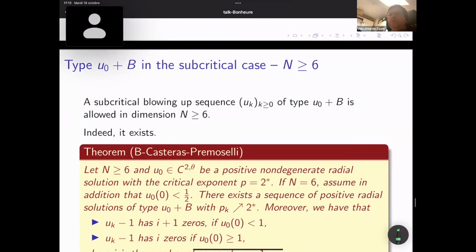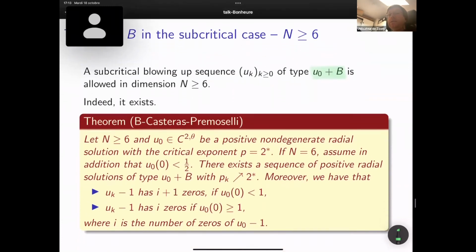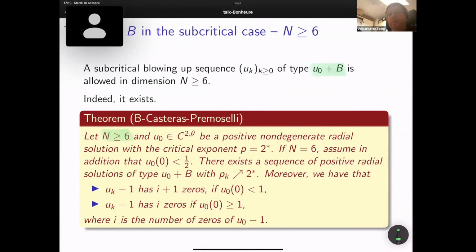Okay, in the subcritical case and dimension bigger than 6, it is allowed to have a blowing up sequence of type U0 plus B. And this exists indeed. So if n is bigger than 6, U0 is a positive non-degenerate radial solution with p equal to 2 star. Then in the case n equals 6, we assume also that this is true. So the value at 0 is less than 1/2. Then we can prove that there exists a sequence of solutions of type U0 plus B in the subcritical case.